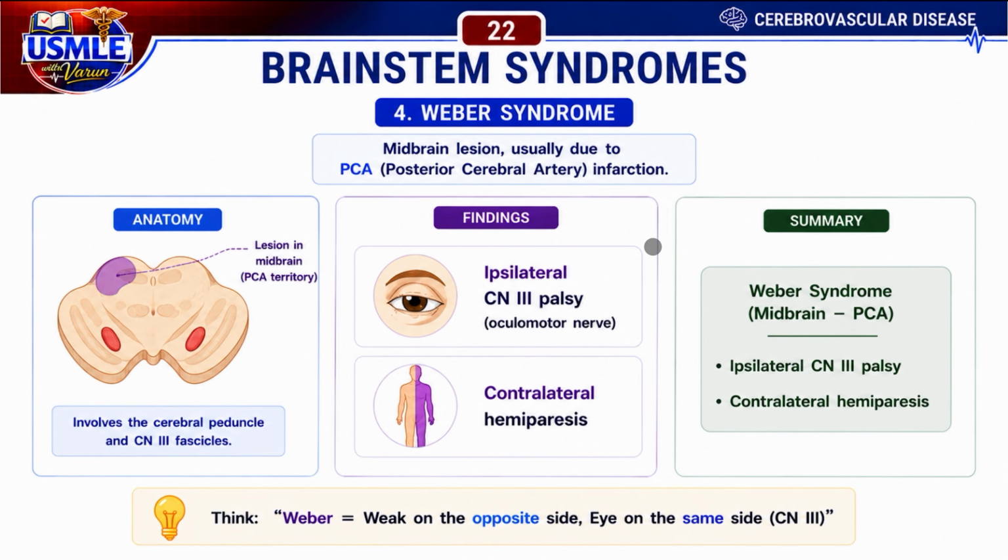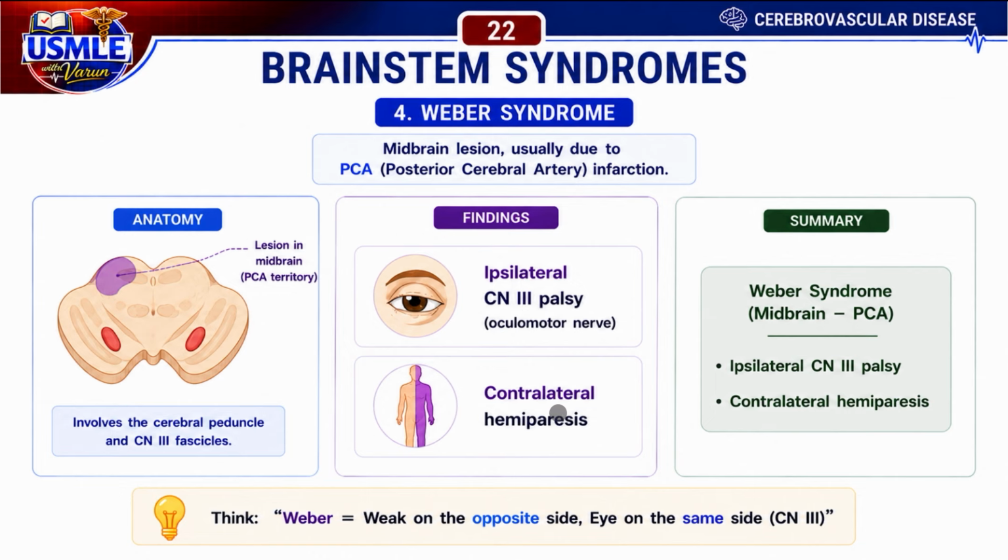Coming to Weber syndrome, so this is a midbrain stroke. It is caused by branches of the posterior cerebral artery or because of occlusion of the PCA. The PCA territory involves the cerebral peduncle and cranial nerve 3 fascicles. So the features that could be seen in this Weber syndrome include third nerve palsy on the same side, so eyes down and towards the outside.